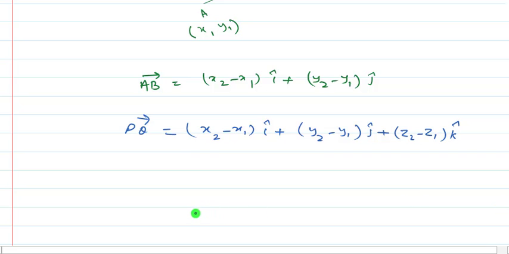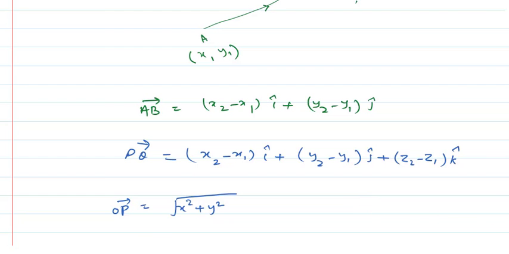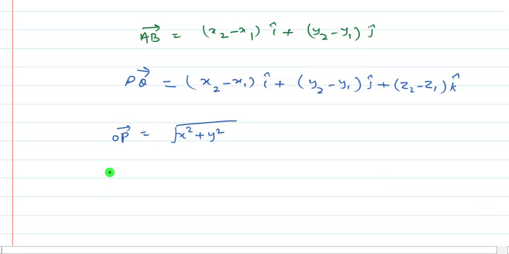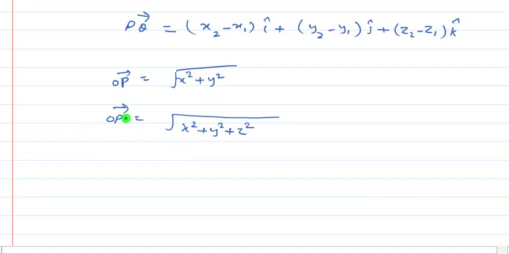Now the magnitude, as I told you, in the case of the x-axis and y-axis we calculated as the square root of x square plus y square, which I named OP. Now if we take the 3 axes, then the magnitude is equal to the square root of x square plus y square plus z square, in the case when we have 1 point and we are calculating the position vector OP.